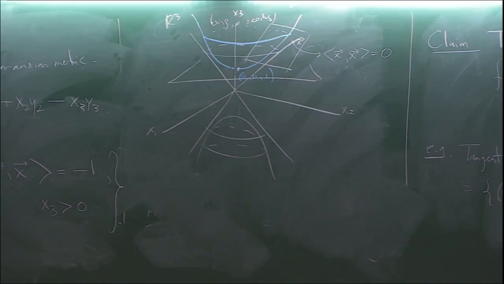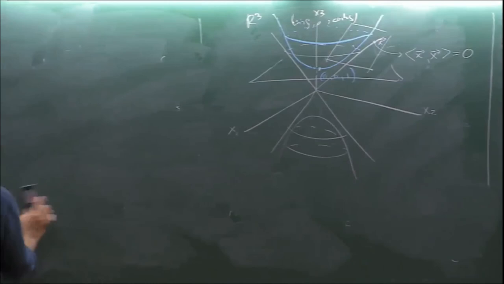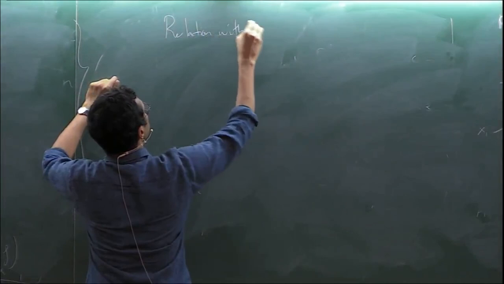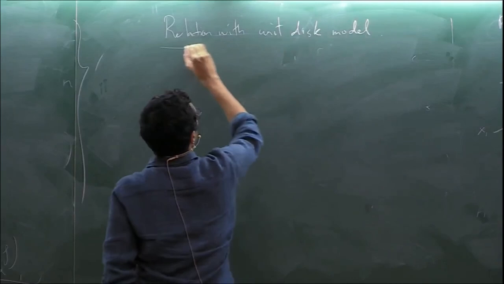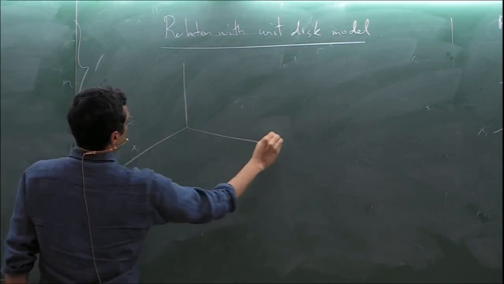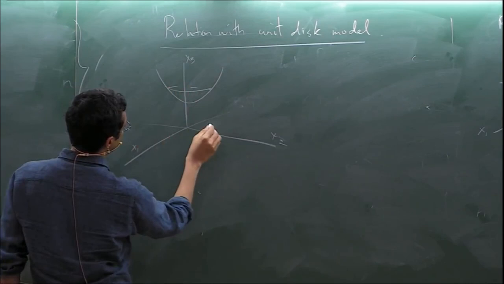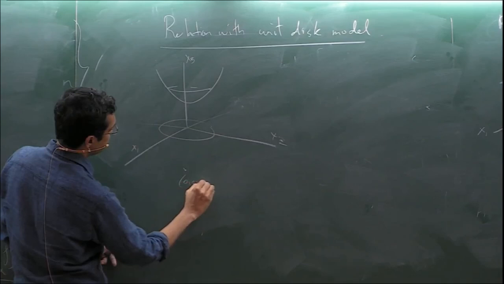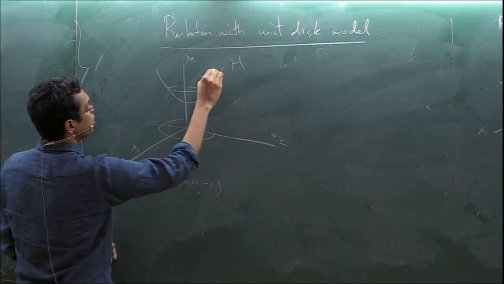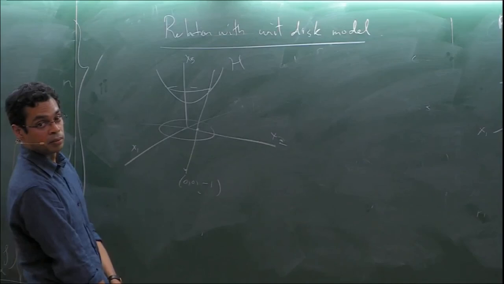So what's the relation with the other models that we considered? Let's say the relation with the unit disk model, and I'll end here with a picture. So here's the hyperboloid again. What you can do is map it to the unit disk on this x1, x2 plane by projecting from the point (0, 0, minus 1). So you take a point in script H and connect these two, and it'll intersect the x1, x2 plane at some point. Okay, and this turns out to be identifying H with this unit disk D.